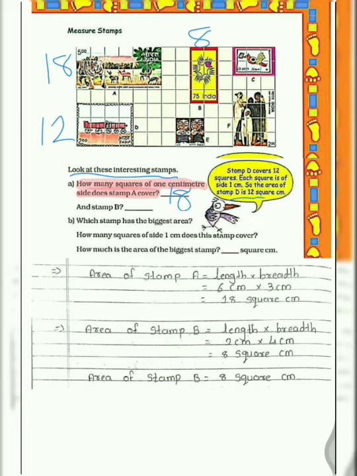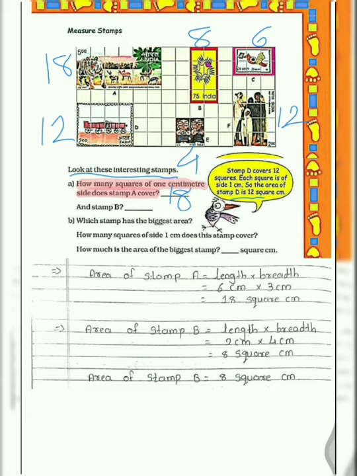Clear? For C1, 1, 2, 3, 4, 5, 6. So for stamp C there are 6 boxes. For D1 it is already given. Now for E1, 1, 2, 3, 4. Only 4 boxes. So we will write over here 4. And the last one, 1, 2, 3, 4, 5, 6, 7, 8, 9, 10, 11, 12. So for the last, F1, there are also 12 boxes.